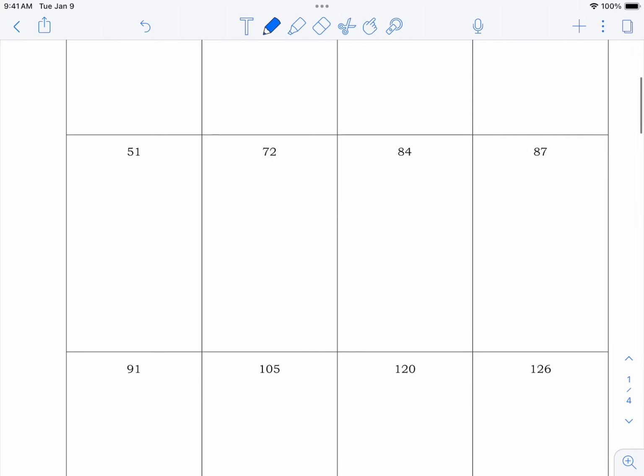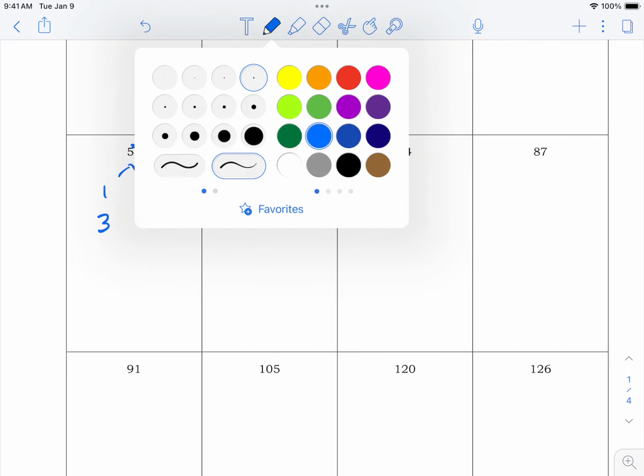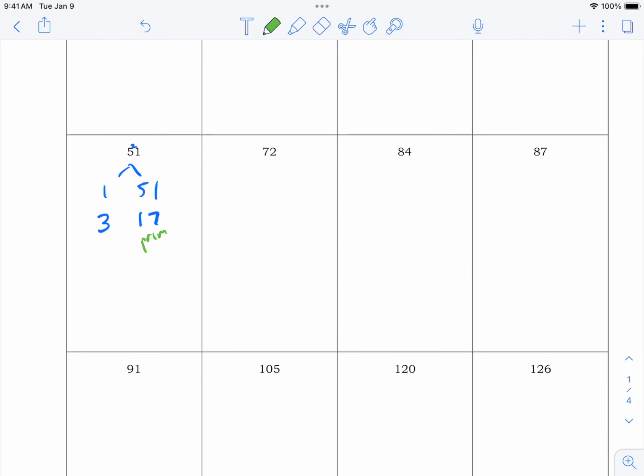51. Well, it's 1 times 51. I always start with that. It's odd, so I don't use a 2. Can I use a 3? Well, 5 plus 1 is 6. Yeah, I can use a 3. So it's going to be 3 times something. So do the division. 3 goes into 5 one time, and you'll have 2 left. So you squeeze the 2 in, it's a 21. 3 times 21. So there, 3 times 17. Now here's another tip. Once you've reached a prime, you can stop.